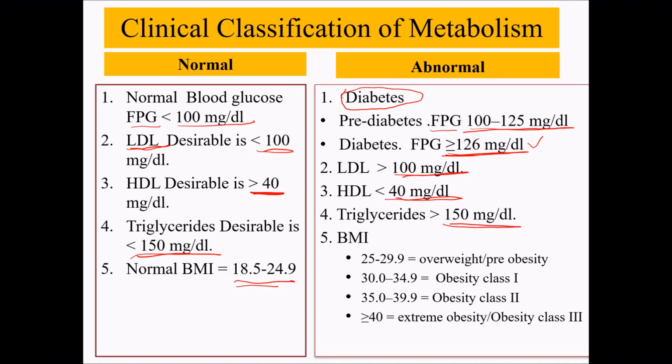And if we take the BMI, body mass index, 25 to 29.9 is overweight or pre-obesity. 30 to 34.9 is class 1 obesity, and 35 to 39.9 is class 2 obesity, and more than 40 is extreme obesity or obesity class 3. So we classify the metabolism into anabolism and catabolism, and the clinical classification of the metabolism is normal metabolism and abnormal metabolism.